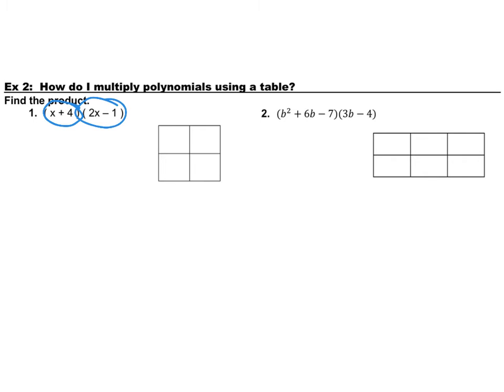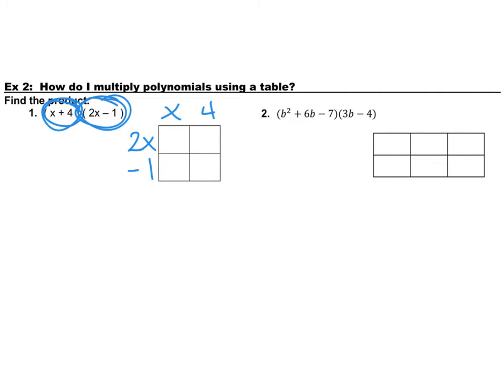When you make your table, because you've got binomials, you're going to want two sections going on the top, and then you're going to want two sections coming onto the bottom, because they each have two parts. So I'm going to start with this x plus 4, and I'm going to line up the x and the 4 on the top, and on the side I'm going to have the 2x, I'm taking it from here, and I'm going to have the negative 1.